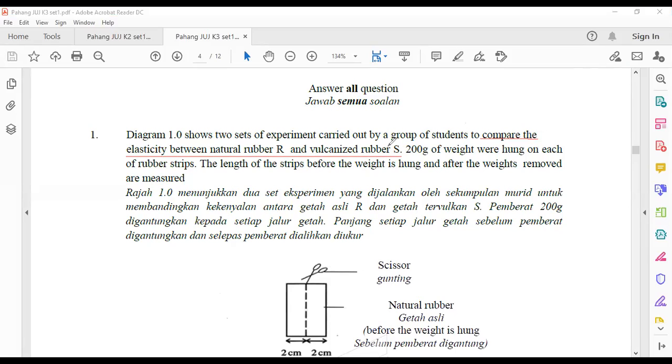I repeat, when we are doing paper 3, always refer to the aim of the experiment. And the weight which is being hung is 200 grams on each rubber strip. Next, what is being measured? The length of the strip before the weight is hung and after the weights are removed are measured. Okay, now let's look at the diagram, see whether you have a problem understanding it or not.